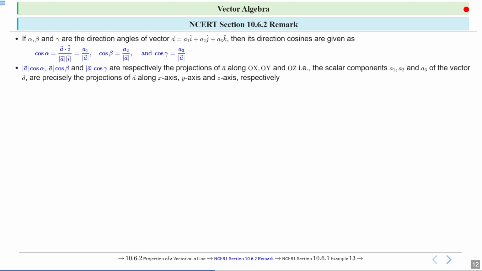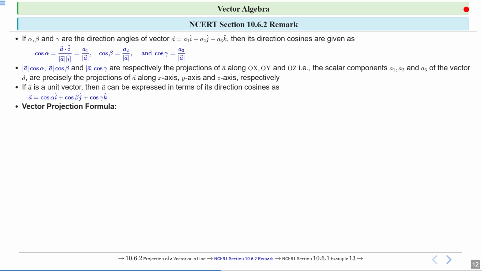Magnitude of A cos alpha, magnitude of A cos beta, and magnitude of A cos gamma are respectively the projections of A along OX, OY and OZ, that is, the scalar components A1, A2 and A3 of the vector A are precisely the projections of A along the x-axis, y-axis and z-axis respectively. So if A is a unit vector, then A can be expressed in terms of its direction cosines as A = cos alpha i cap + cos beta j cap + cos gamma k cap, right?